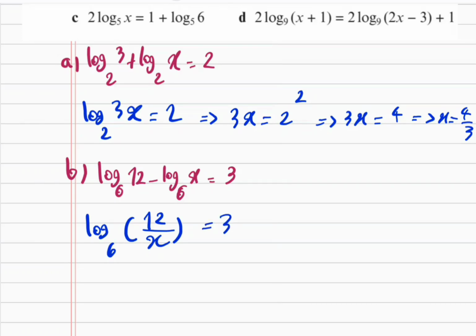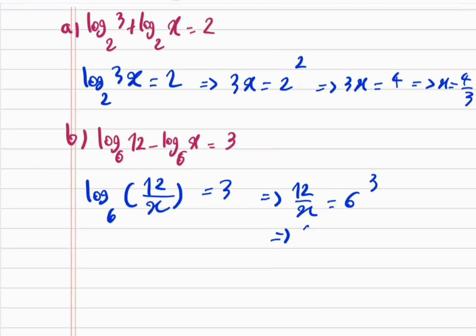And the rest is the same as the previous question. So this is equal to 12 over x is equal to 6 cubed. And that means we have 12 over x. Or we can just rearrange this and write this as 12 over 6 cubed is equal to x. And this is simply equal to 1 over 18 when we calculate this.